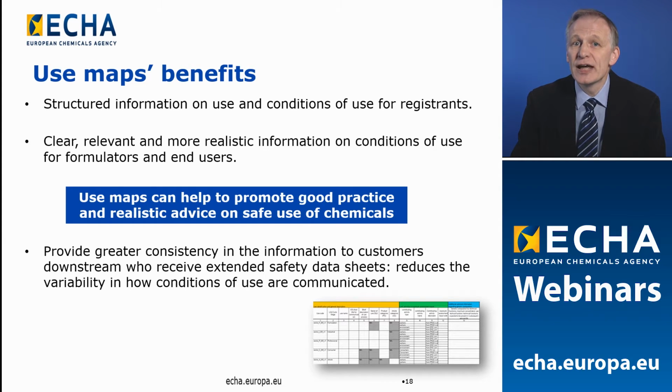This can help to avoid the experience so far indicated by formulators of receiving different information from different suppliers, in particular in the formats utilised to convey information on the safe use of a substance, the uses of a substance, concentrations, and risk management advice. Being based on information provided by downstream sectors, use maps can also promote good practice and realistic advice on safe use of chemicals across different sectors and markets. So, let's find out what industry itself has to say about use maps.